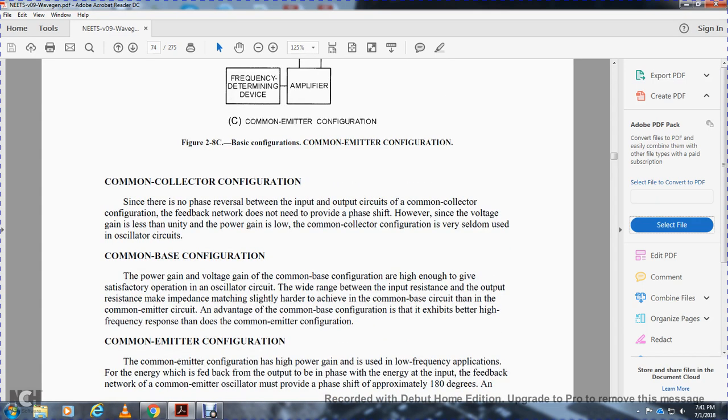Common collector configuration. Since there is no phase reversal between the input and output circuit of the common collector configuration, the feedback network does not need to provide a phase shift. However, since the voltage gain is less than unity, power gain is low. The common collector configuration is very seldom used in oscillator circuits.